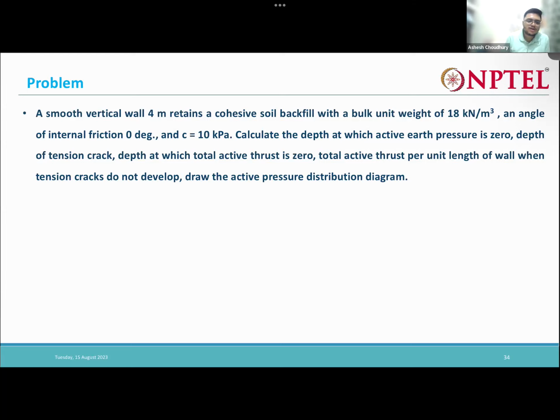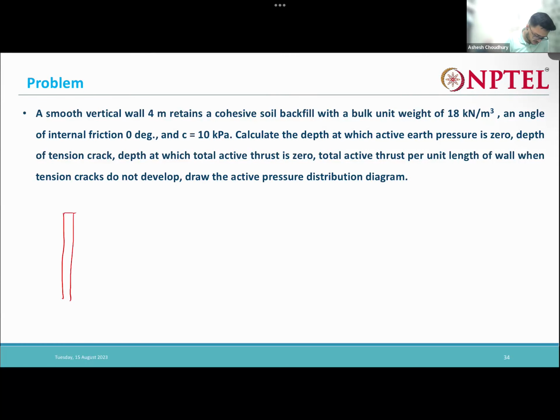You can see a smooth vertical wall of 4 meters retains a cohesive backfill soil with a bulk unit weight of this much and angle of internal friction 0 degrees. So this is a cohesive soil. Generally, we do not use cohesive soil for reinforced soil walls, but just to recall the concept, we are solving it. Calculate the depth at which active earth pressure is 0, the depth of tension crack, and the depth at which total active thrust is 0. All these things we need to find. So I will just solve it.